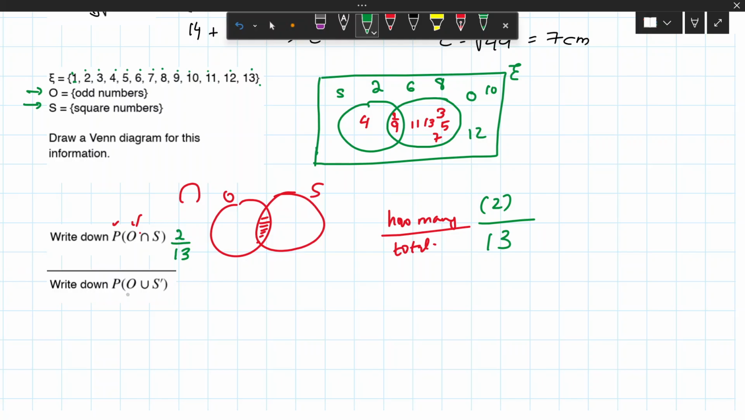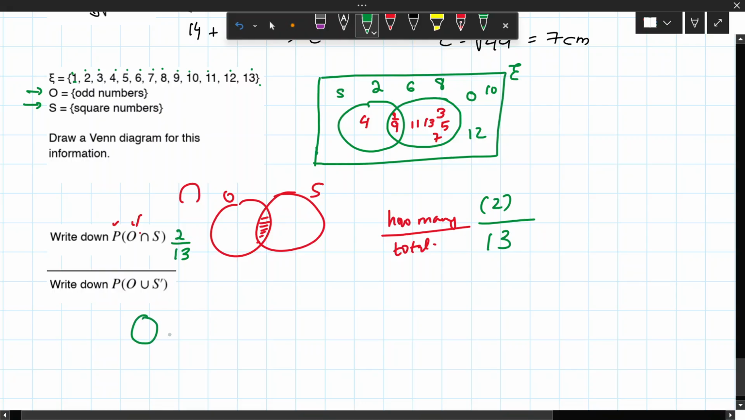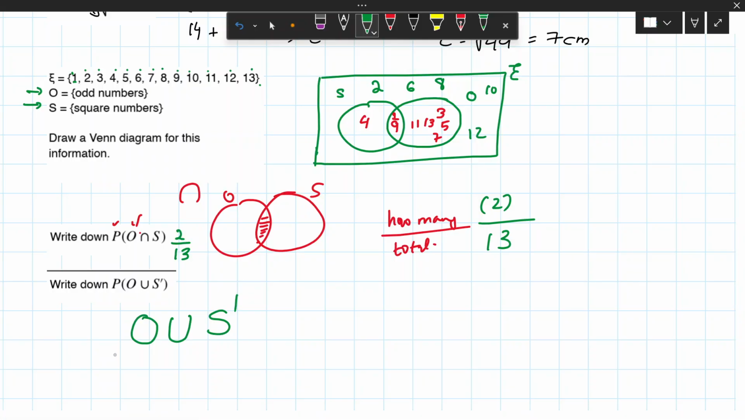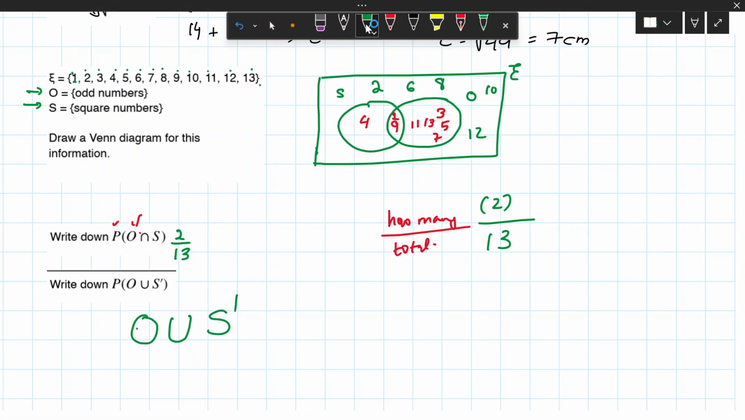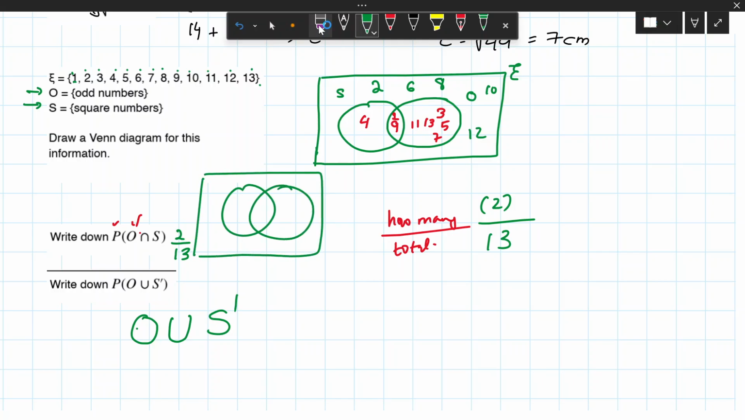Next one is slightly different. It says O union S complement. So that means we are taking everything in O and everything that is not in S. Let me first show you what that looks like. It has to be everything in O. So if I have a highlight, okay, maybe first this is O, this is S. So everything that is in O, and S complement means it shouldn't be in S, so everything that is outside of S.